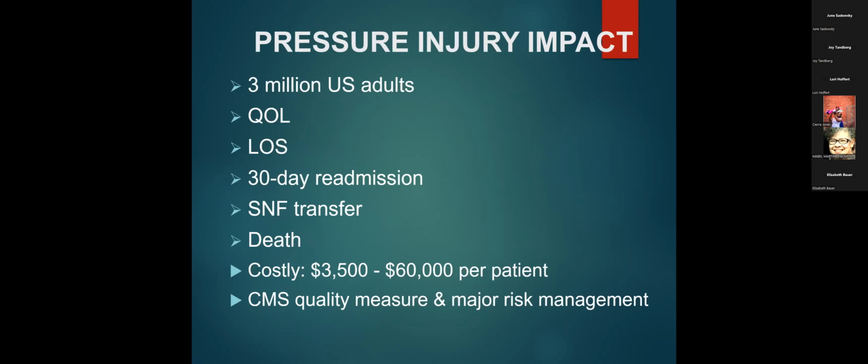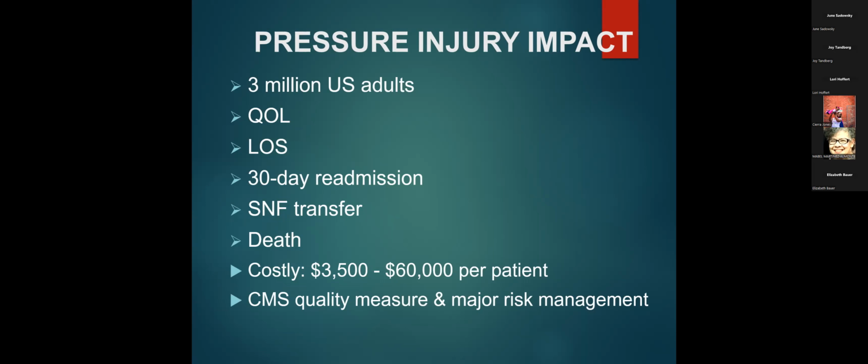So pressure injuries are both impactful and very prevalent, up to 3 million adults in the US. It affects the quality of life. It also impacts length of stay in hospitalizations, as well as the 30-day readmission rate, which is increased in people with chronic wounds. A lot of skilled nursing transfers. There's a certain portion, and a fairly high portion, of people that progress to death.